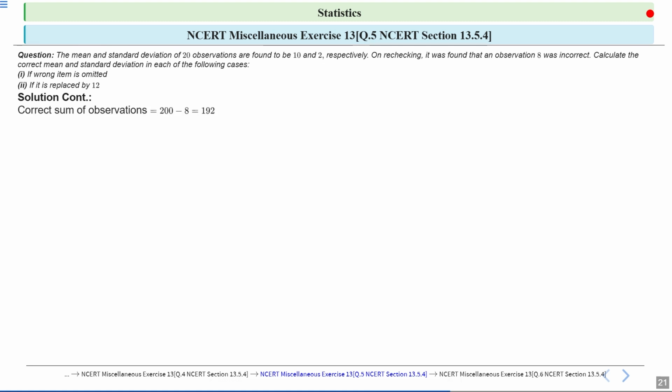So now let's correct the sum of all observations. The sum of all observations is equal to 200. That is the incorrect sum. Okay. So now the correct sum of observations is 200 minus 8. This is 192. So the correct mean is 192 divided by 19, which is 10.1. So the correct mean after omitting the wrong value is 10.1.